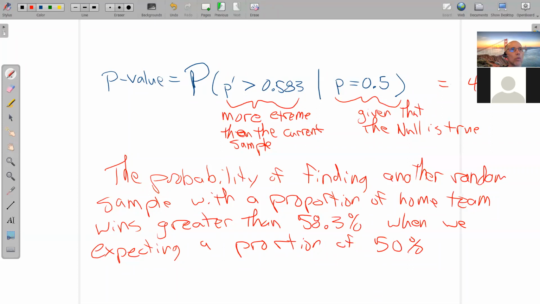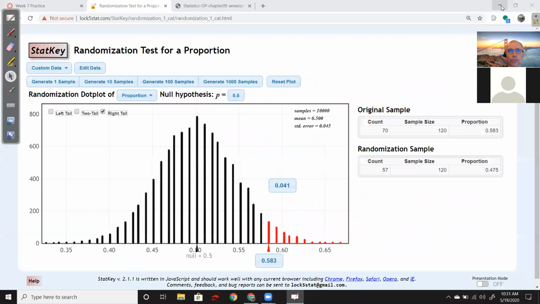Does anybody have a homework request? I had a few. Two-tail test is one I haven't done yet. I did a left tail test yesterday about human body temperature being less than 98.6. This was a right tail test because we thought the proportion of home team wins should be greater than 50%. And you got to read the fine print on the problems.